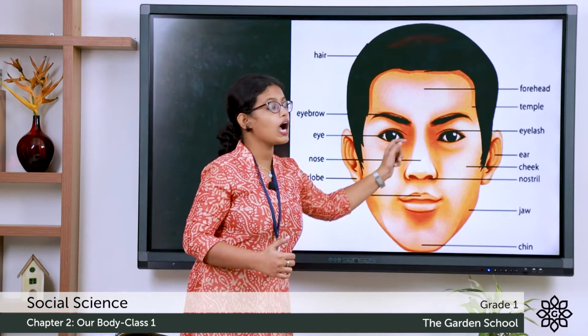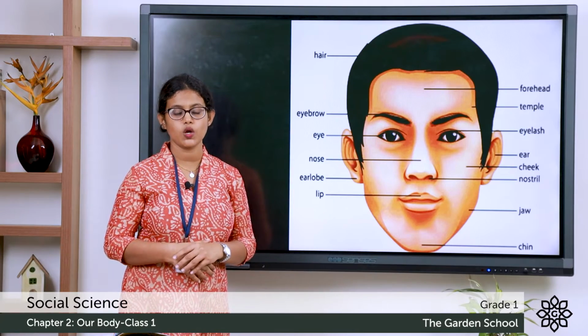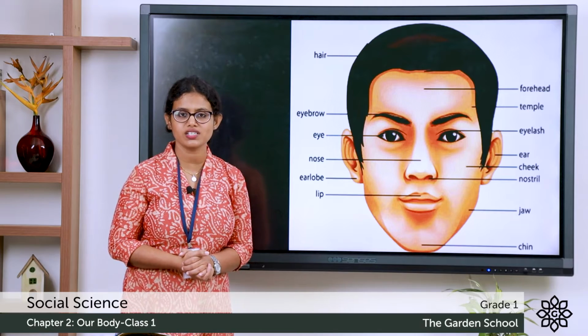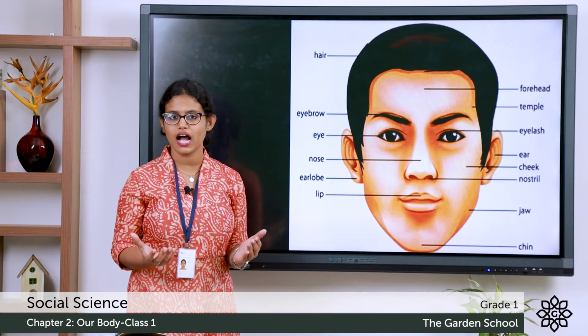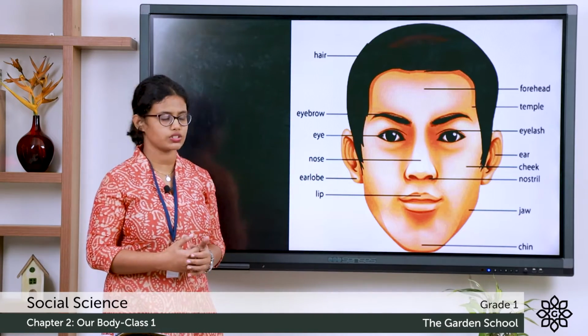Then this is your eye. How many eyes do you have? We have 2 eyes. We see things with our eyes. How do you see your favorite pictures? You will see with our eyes. Then here is your eyelash.